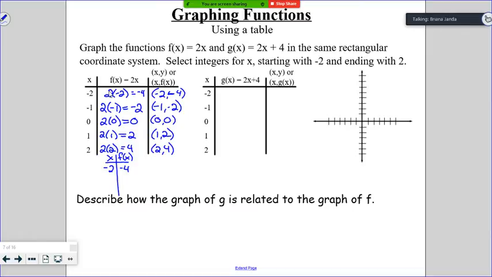And then we're going to graph those ordered pairs. So now I'm going to go over to my graph, and I'm going to graph those ordered pairs, and then I will do the second one and put it on the same graph.